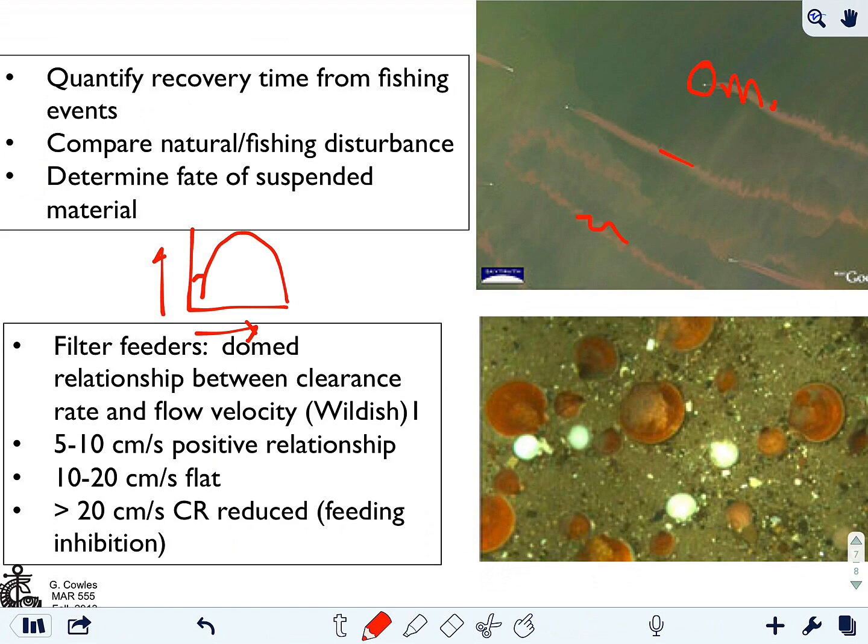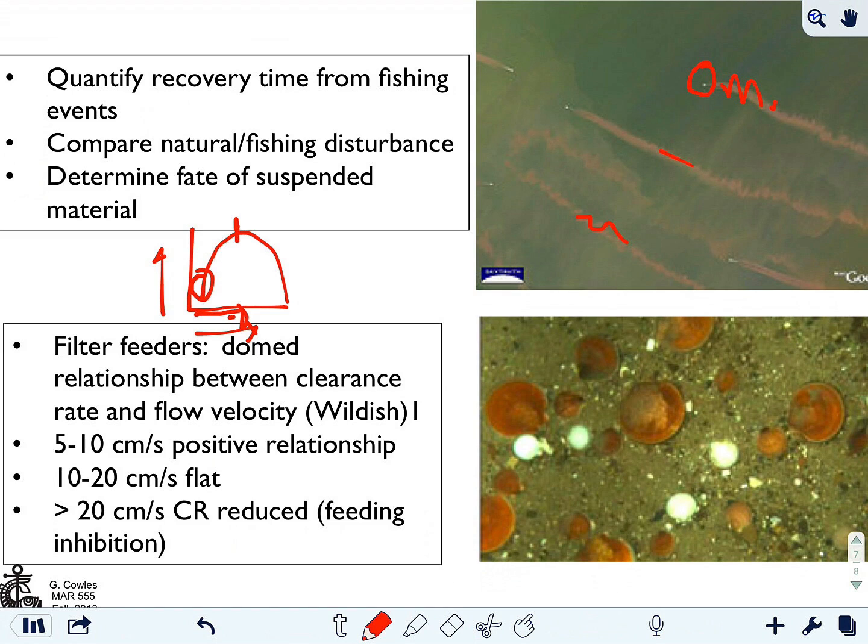At low flow, you're not able to filter a lot of fluid because it's simply not moving. You have to do the work to suck it through rather than having the water filter through itself. As you increase the flow velocity, things improve in terms of your ability to pull seston out of the water column.